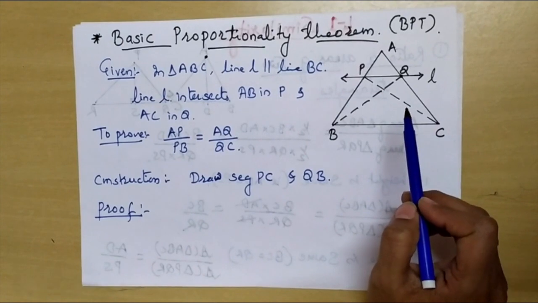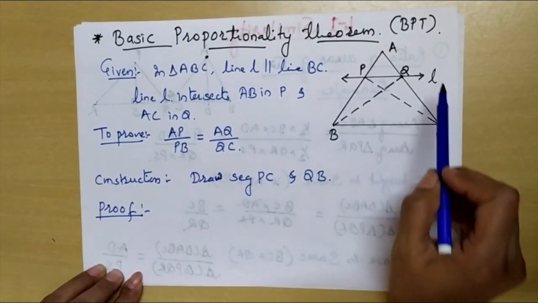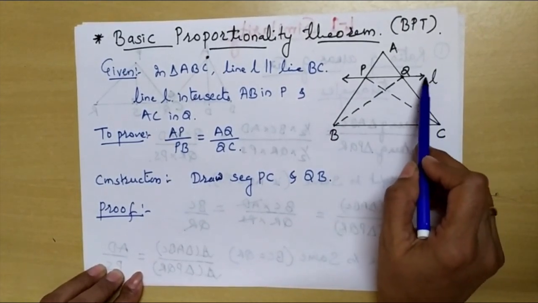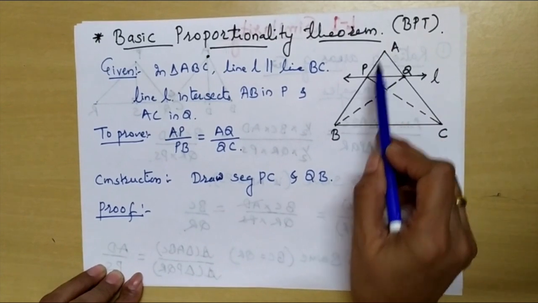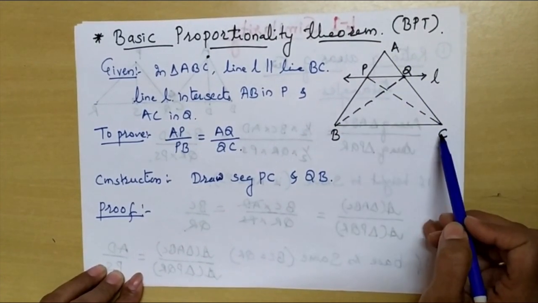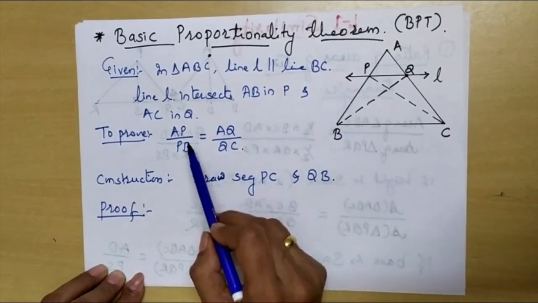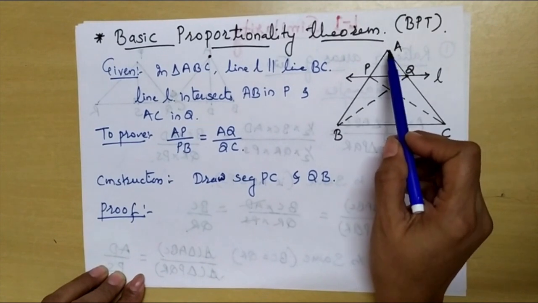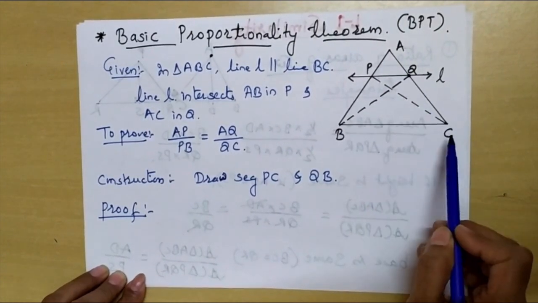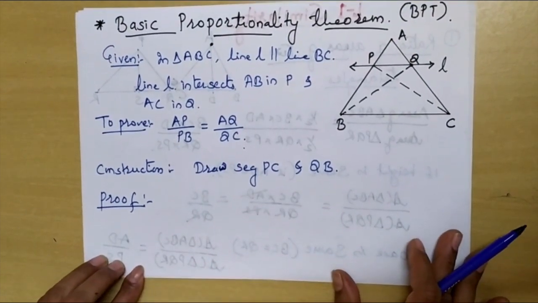Let us see what will be the given. Triangle ABC, line L is parallel to the side BC. Then this line L intersects side AB of the triangle in point P and side AC of the triangle in point Q. What we have to prove? That is the ratio of the sides, that is AP upon PB is equal to AQ upon QC, that I have written here.